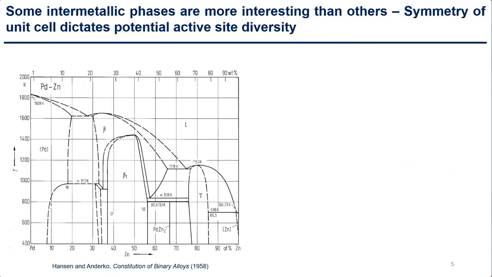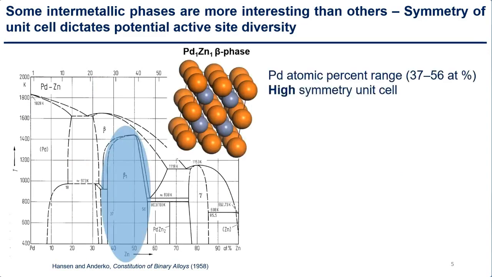So before we demonstrate any experimental results, it's key to look at the phase diagram for palladium-zinc. From the phase diagram of palladium-zinc, there are a number of intermetallic phases, but there are two more important ones to highlight here. The first one is the beta-1 phase. This is a phase that has really high palladium concentration, up to 50% or even greater of palladium, and it's referred to as a high symmetry unit cell.